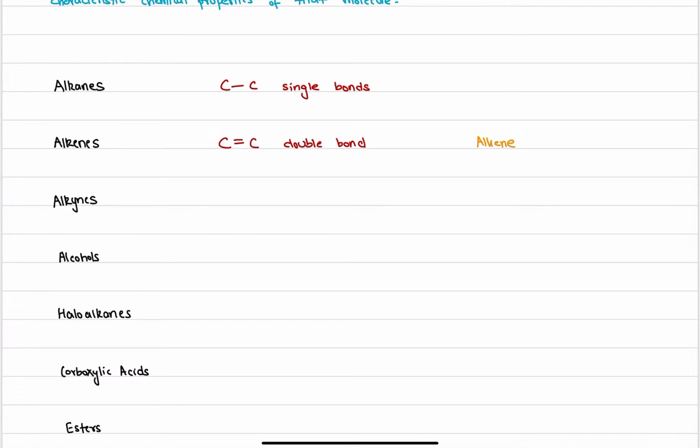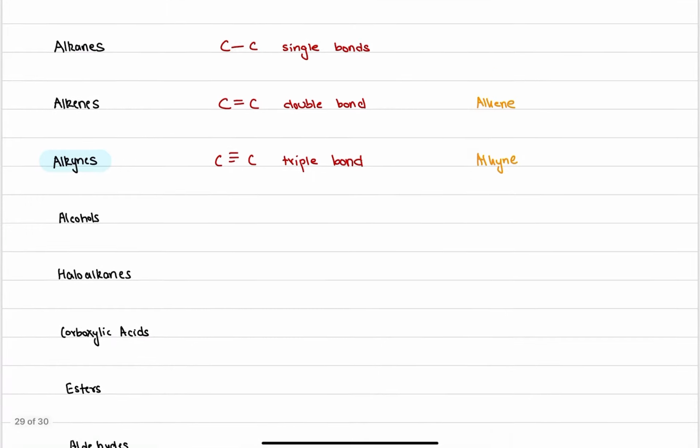All right, as far as alkynes are concerned, they have a C≡C triple bond, and these are similarly termed alkyne groups. Now, let me mention one thing: alkynes are not part of your A level syllabus, so you don't particularly need to worry about them, but you should at least be able to identify that if a molecule has C≡C triple bonds, then it has an alkyne group present in it.